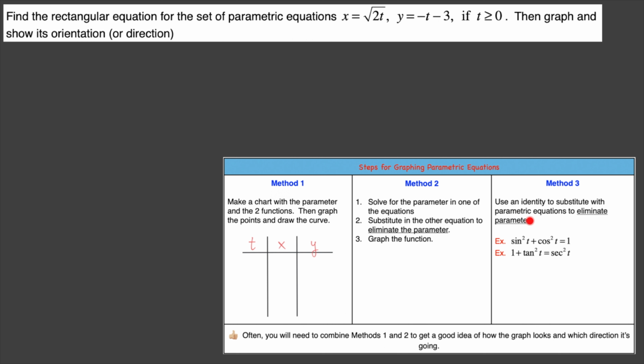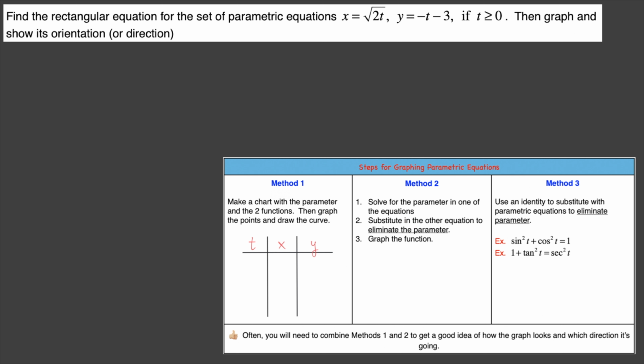Method 3 is using an identity to substitute with parametric equations to eliminate the parameter. Oftentimes, you would use sine squared t plus cosine squared t equals 1. Now in this problem though, we are not going to use method 3. We are going to stick to methods 1 and 2.